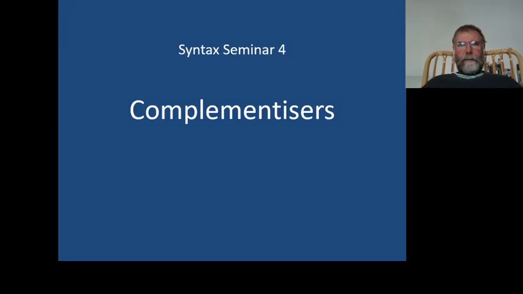Hi, and in this week's presentation we're going to be looking at something we've seen a little before but been ignoring up until now, and this is a new category of elements called complementisers. It turns out this is a very small set of words. In fact, there are only three of them, but we will see throughout the next few presentations that complementisers, although few in number, are actually very important in terms of the syntax of sentences.